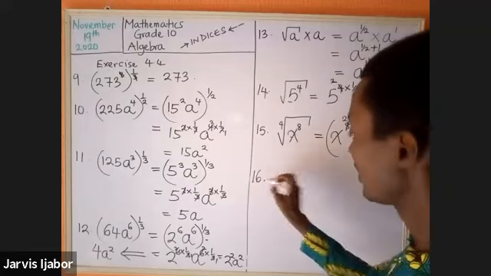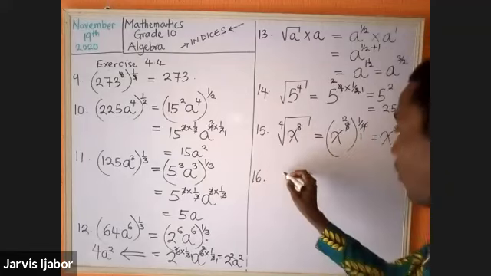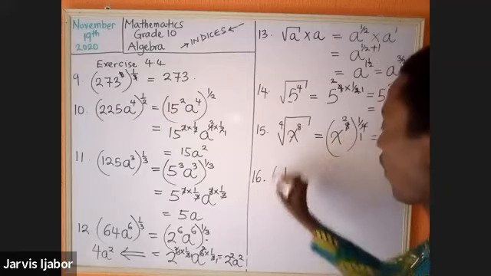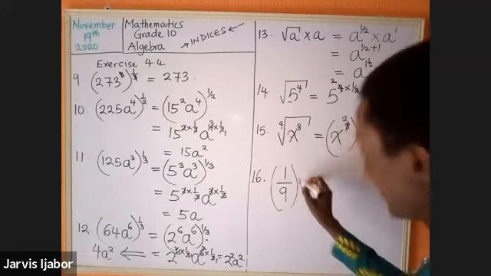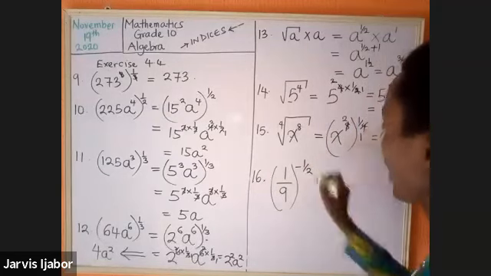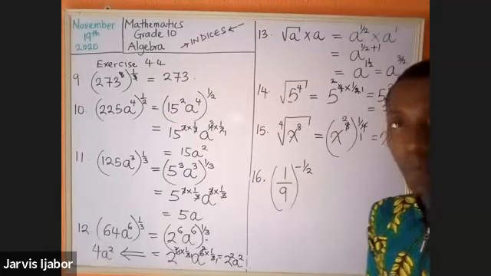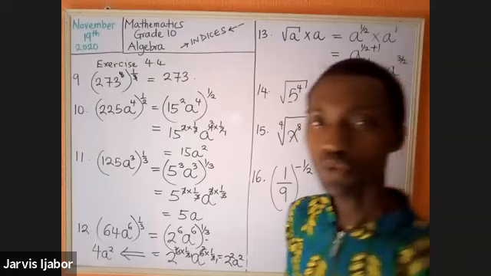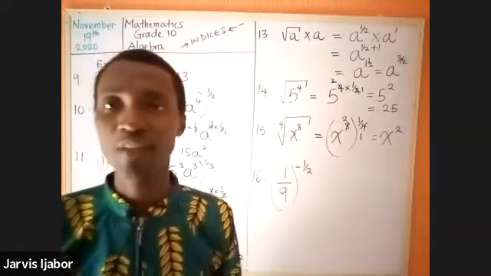Now in question 16, we have 1 over 9 all raised to the power of negative 1 over 2. And I need you to pay attention here, because this is where I'm going to be doing something a little different from what I've been teaching.